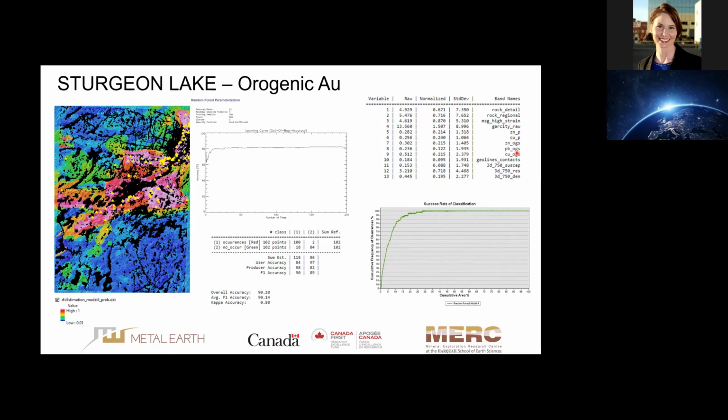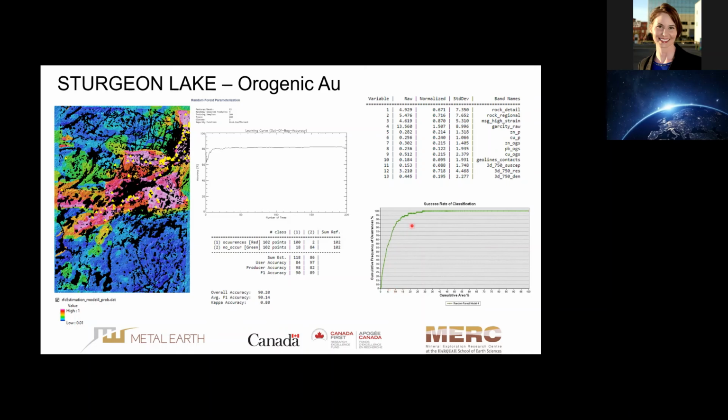And if we look at, I'll just move this out of the way. Here's what we put into our model, for example, a detailed rock map, regional rock unit, mag high strain zones, gravity, rock gravity, etc. You can see what we've put in here, including our 3D data here, 0 to 750 meters, a surface model. And here again are our predictors. And you can see in this case, the gravity really is a strong, strong predictor in this particular model, followed by the 3D resistivity map down to 750 meters, also a very strong predictor. So this is very interesting.